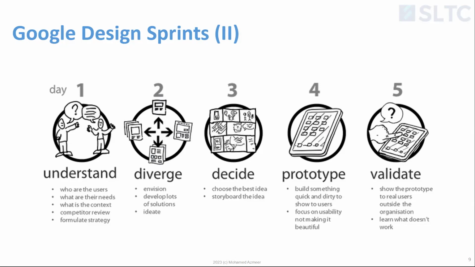And the last one here is validate. Show the prototype to real users outside the organization. Now that is also important. Outside the organization or the group. Why? Because the people who worked on the idea or the prototype are biased towards their own thing. Like they are not throwing away the code because they love it so much. So you have to take it out from there and show it to the customers, the real users.